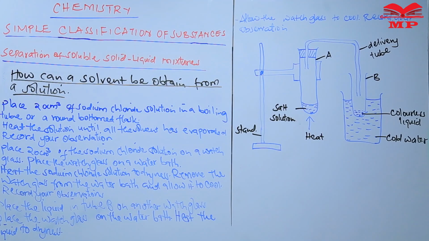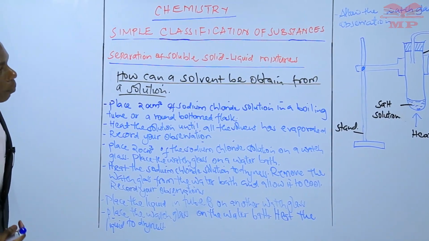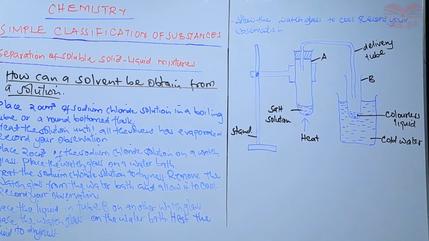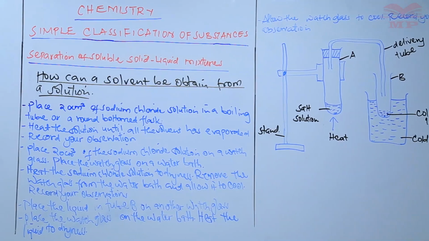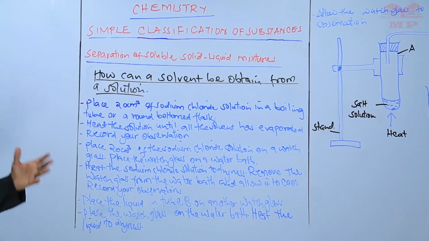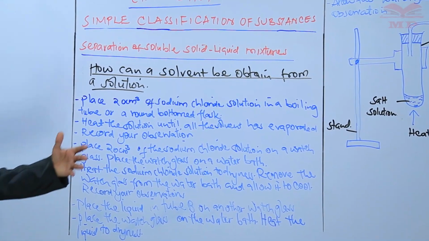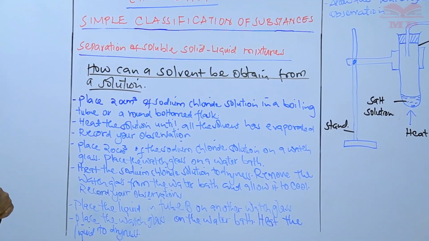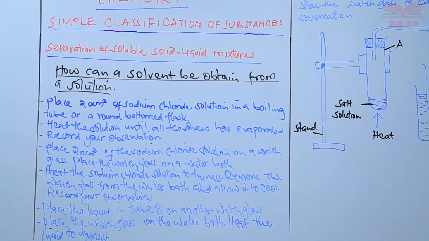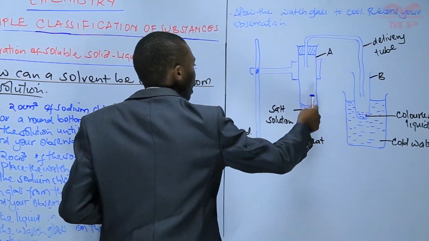Therefore, this is the procedure we are going to use, and that is the diagram to explain what we are doing here. Step number 1, place 20 centimeter cubed of sodium chloride solution in a boiling tube or round-bottom flask. But in our case, we have used a boiling tube. Heat the solution until all the solvent has evaporated.